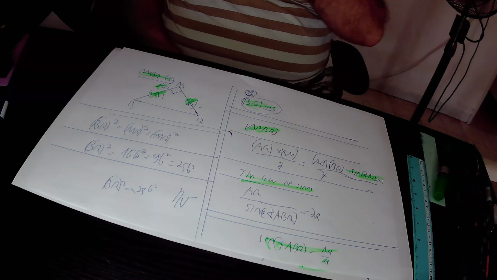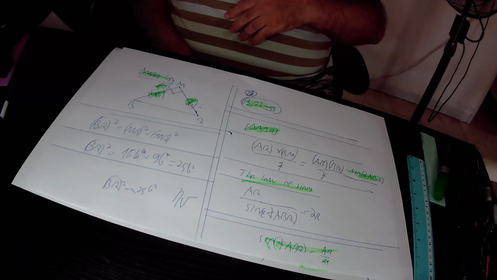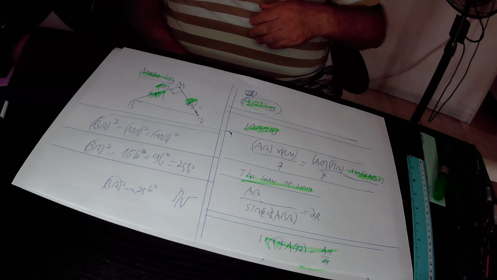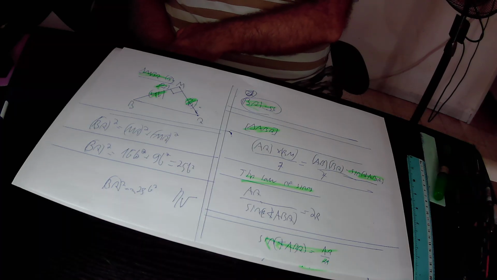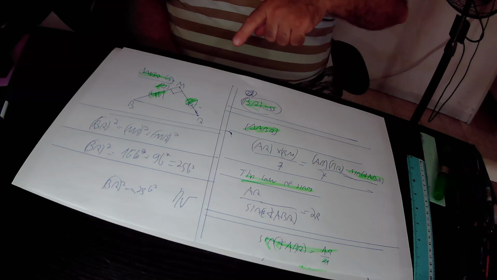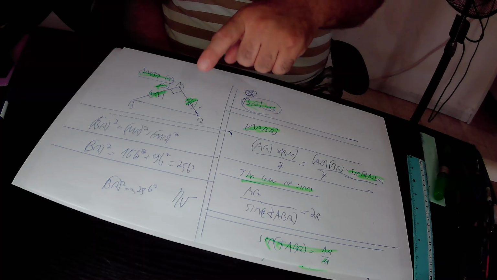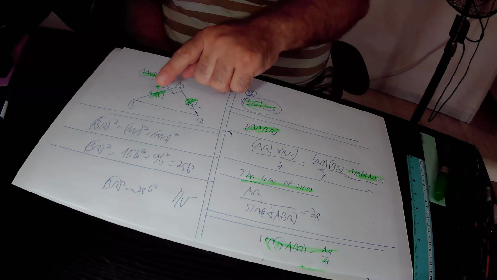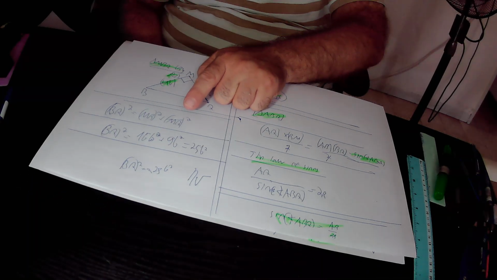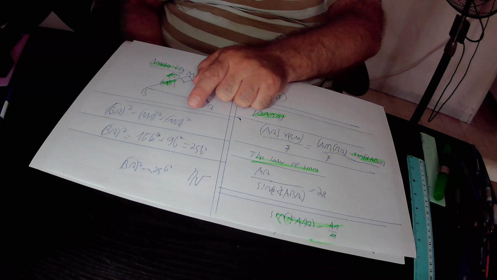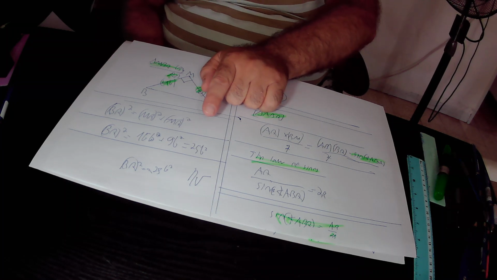BQ is the missing side, so BQ squared equals MB squared plus MQ squared. MB is 4B, therefore MB squared is 4B squared, that is 16B squared, plus MQ squared. MQ is 3B, therefore MQ squared is 3B squared, that is 9B squared. So we found that BQ squared equals 16B squared plus 9B squared. 16B squared plus 9B squared is 25B squared.